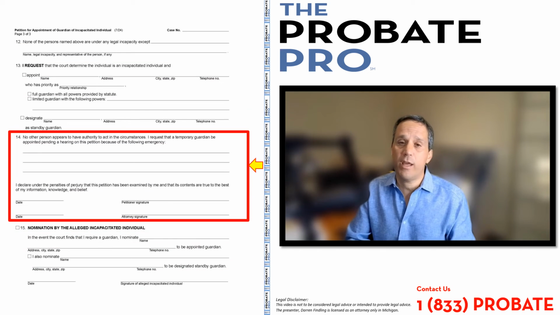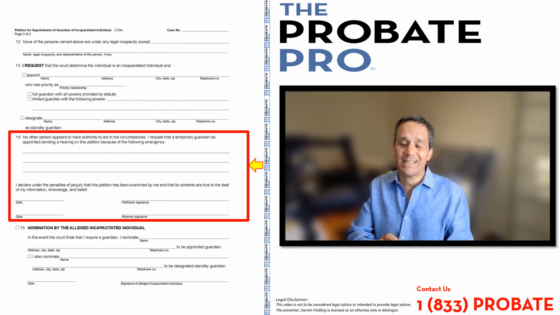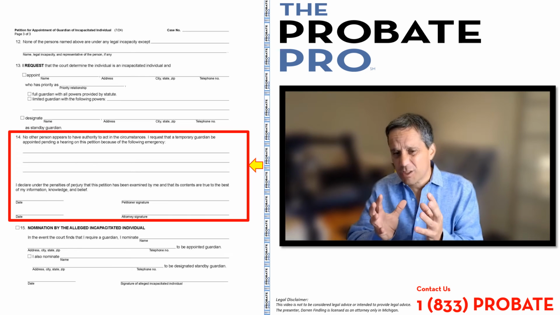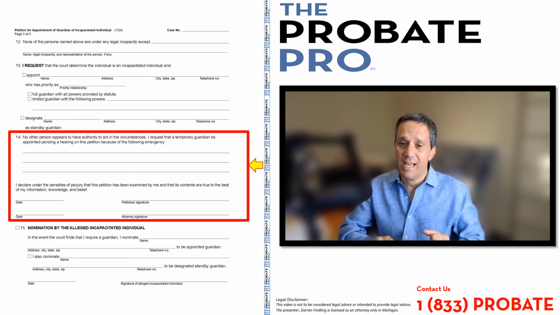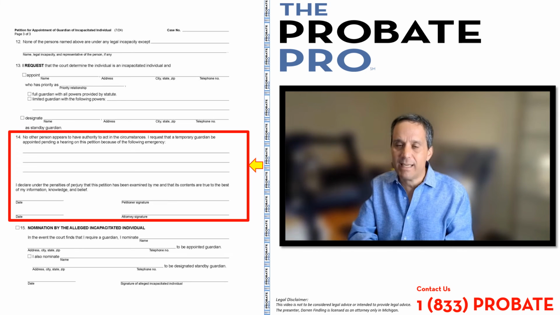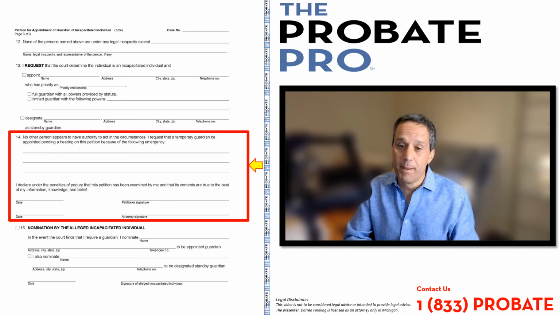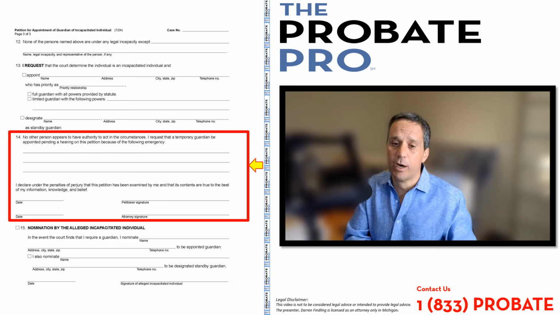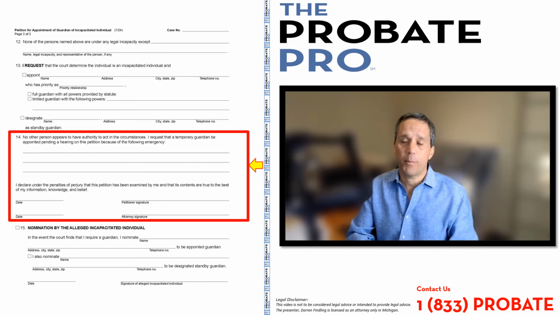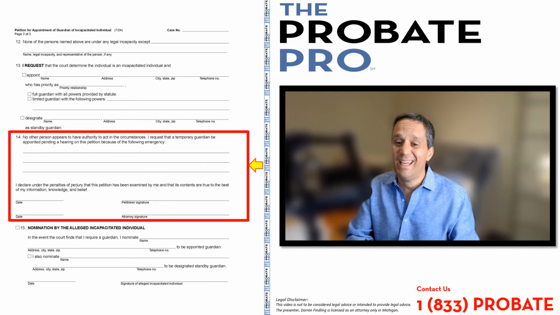As we work our way through paragraph 14, it says no other person appears to have authority under the circumstances, and you're asking for a temporary guardian. This is like there's some emergency going on, there's some exigent circumstance occurring, maybe there's a surgery, there's a placement decision that has to occur immediately, and you're asking the court for that basis. It's a statutory basis for using a temporary guardianship. Look at that statute for purposes of identifying whether it fits your specific criteria.